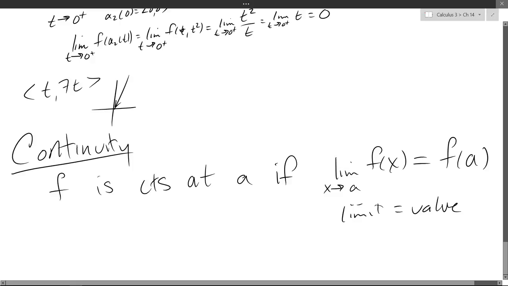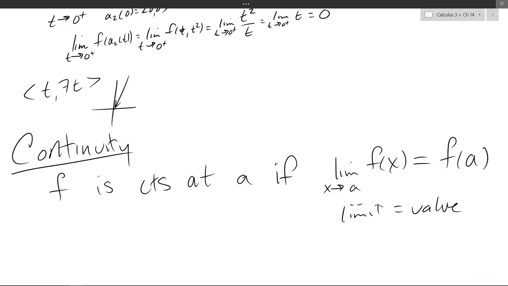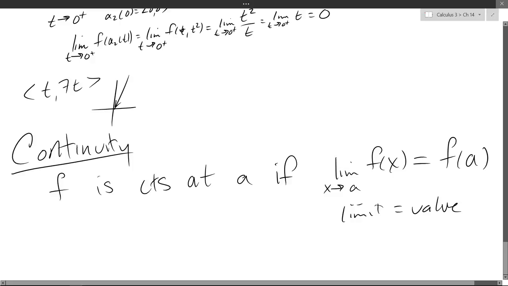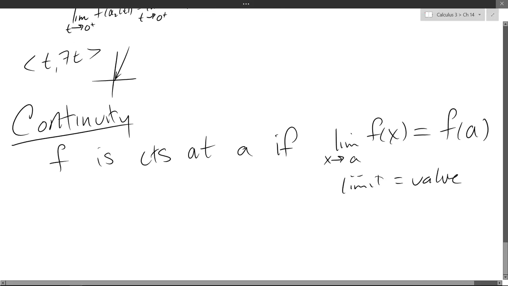It's a really fast way to summarize continuous. So your limit is the same as your value. Well, guess what? Same exact thing works here. Only difference is x and a are multiple, 2, 3, 4 dimensional coordinates. So the same exact definition works for continuity.